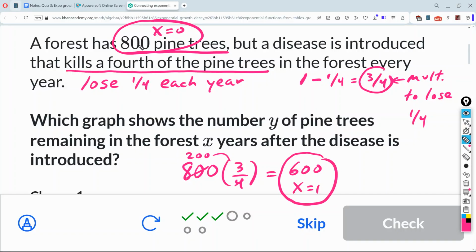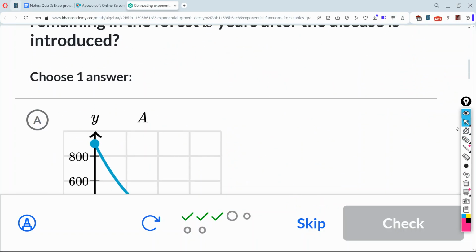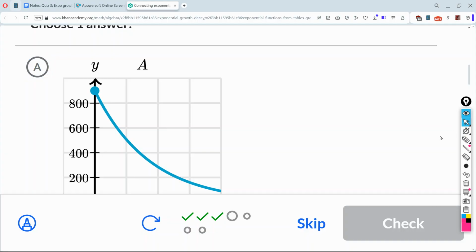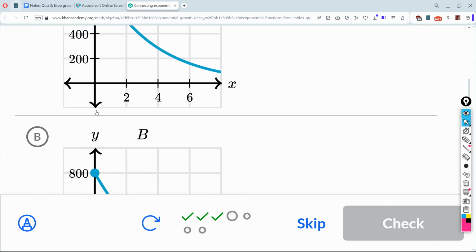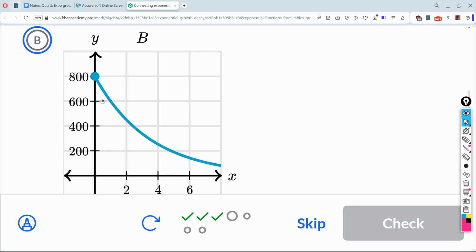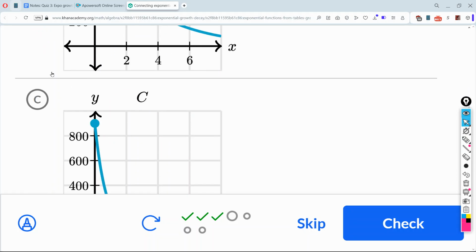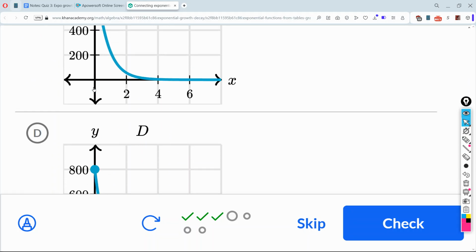All right, so we want to look for the graph that starts at 800 and then decreases to 600 at x equals 1. All right, let's take a look. This one doesn't even start at 800. This one starts at 8, and this is x equals 1 right here. It's in between 0 and 2. At x equals 1, it goes down to 600. Perfect. Double check. This one does not start at 8.